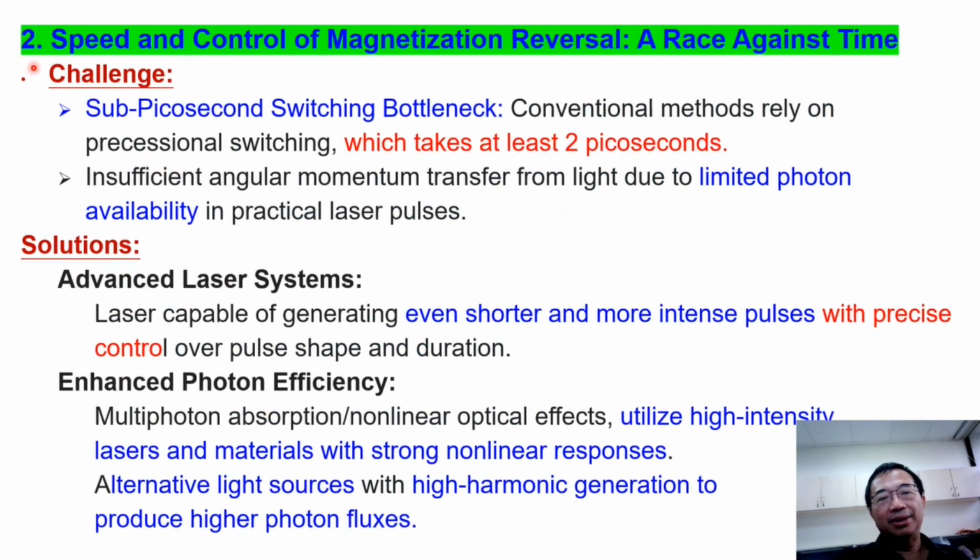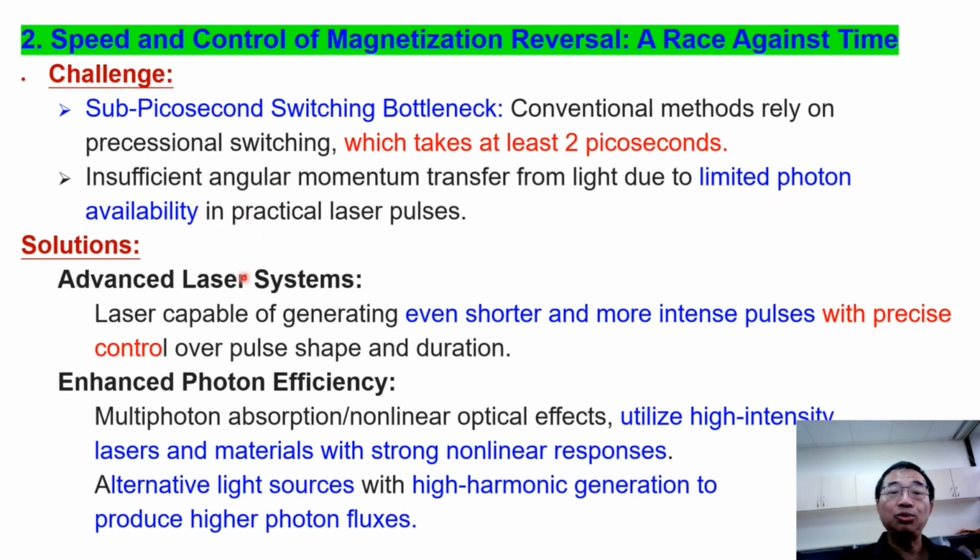2. Speed and control of magnetization reversal. The challenge, the sub-picosecond switching bottleneck. The conventional method relied on precessional switching, which takes at least 2 picoseconds. The second one is insufficient angular momentum transfer from the light due to limited photon availability in practical laser pulses.